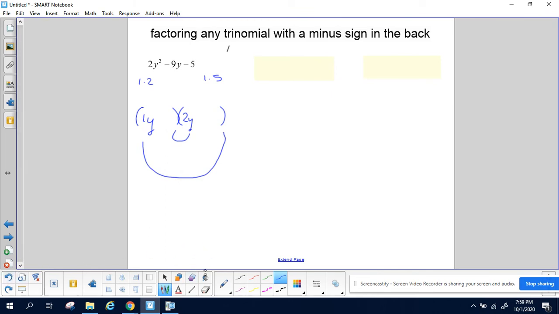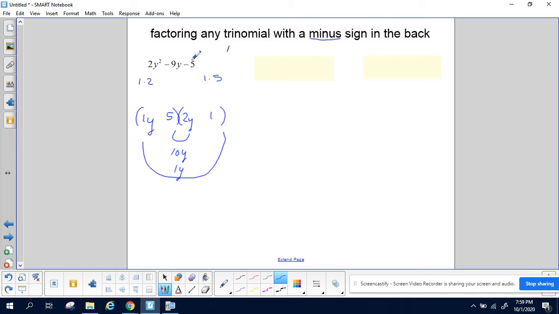And try something else. Let's try putting the 5 in this position and the 1 here and multiply 1y times 1, 5 times 2y. And now remember, I'm looking in this back part. Do those middle numbers subtract to make a 9? 10 minus 1 is 9. So I know I have the positioning right. When you have a minus sign in the back, it's about these numbers subtracting to make that.